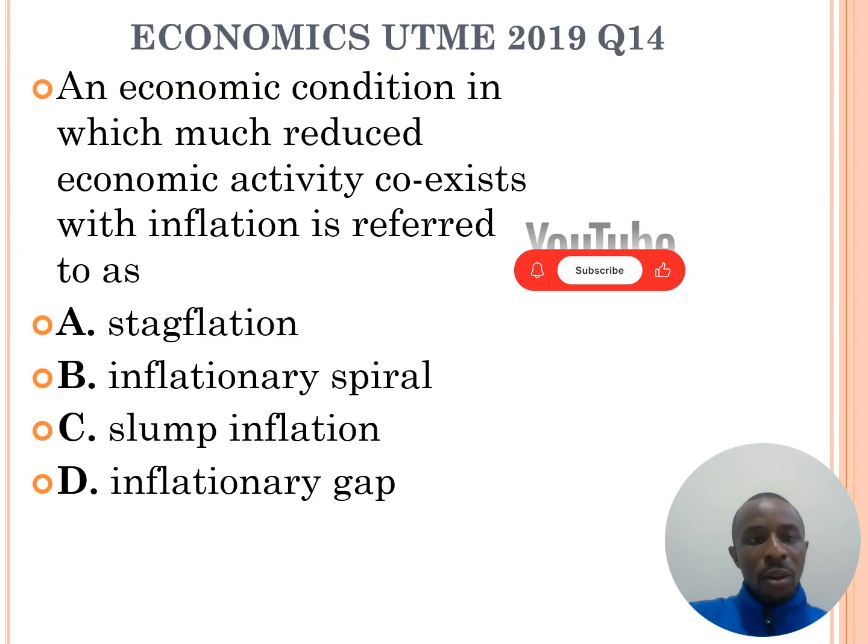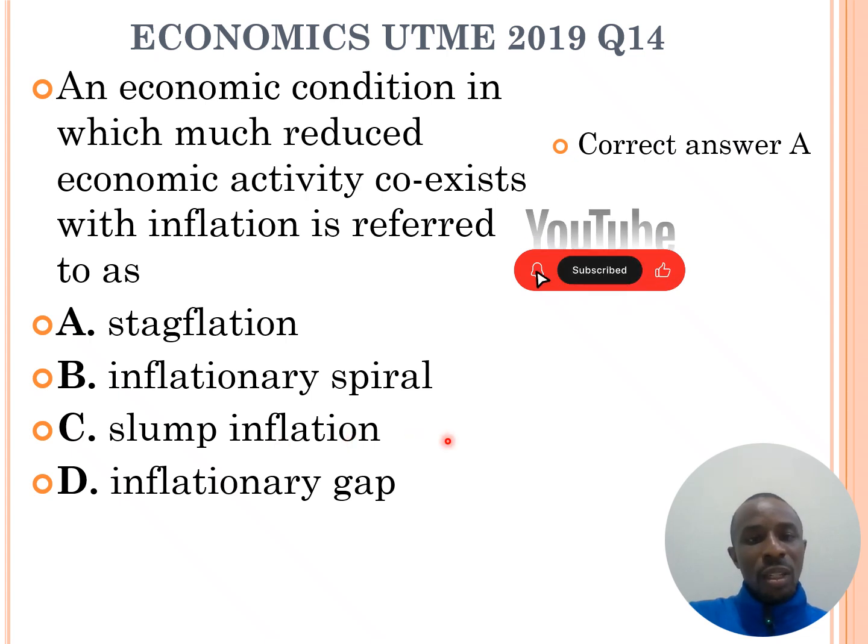Number 14, an economic condition in which much reduced economic activity coexists with inflation is referred to as stagflation. That's where you have less economic activity happening at the same time as inflation. And the opposite of stagflation is slumflation. For slumflation, economic activity is high and exists at the same time as inflation.